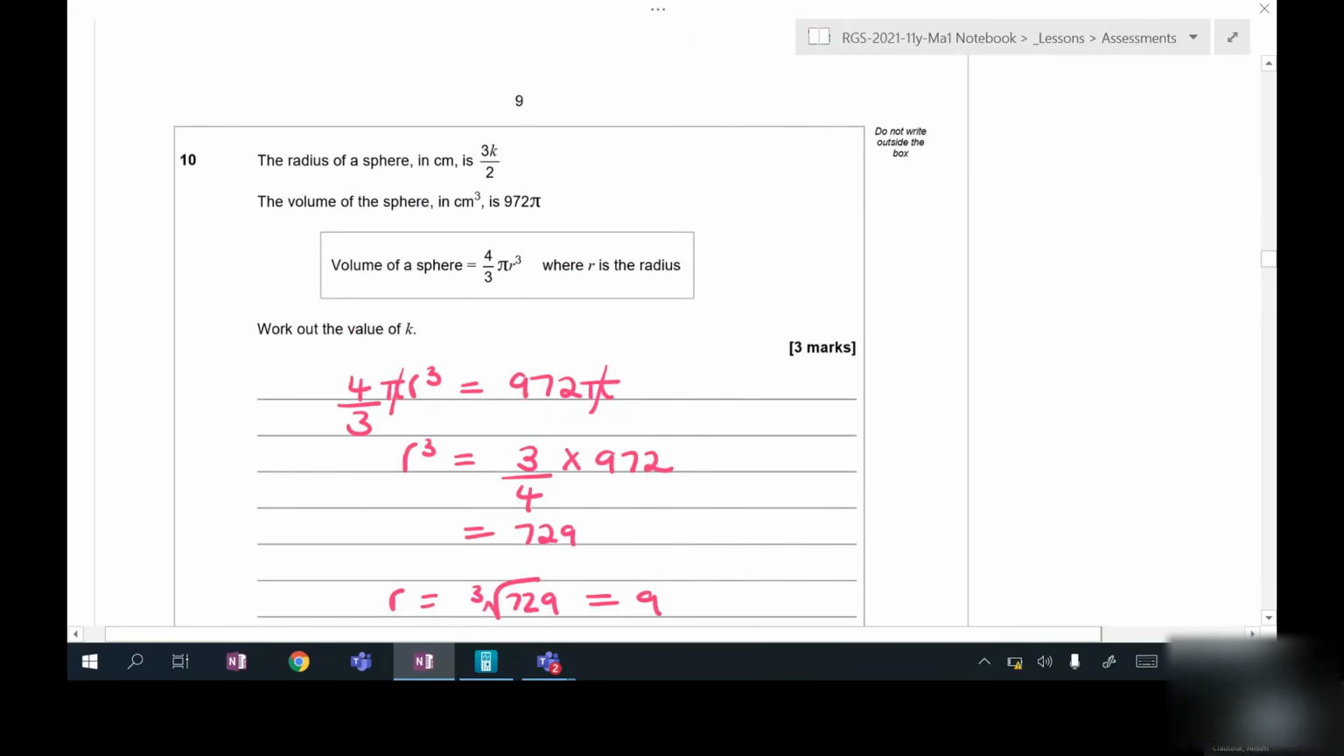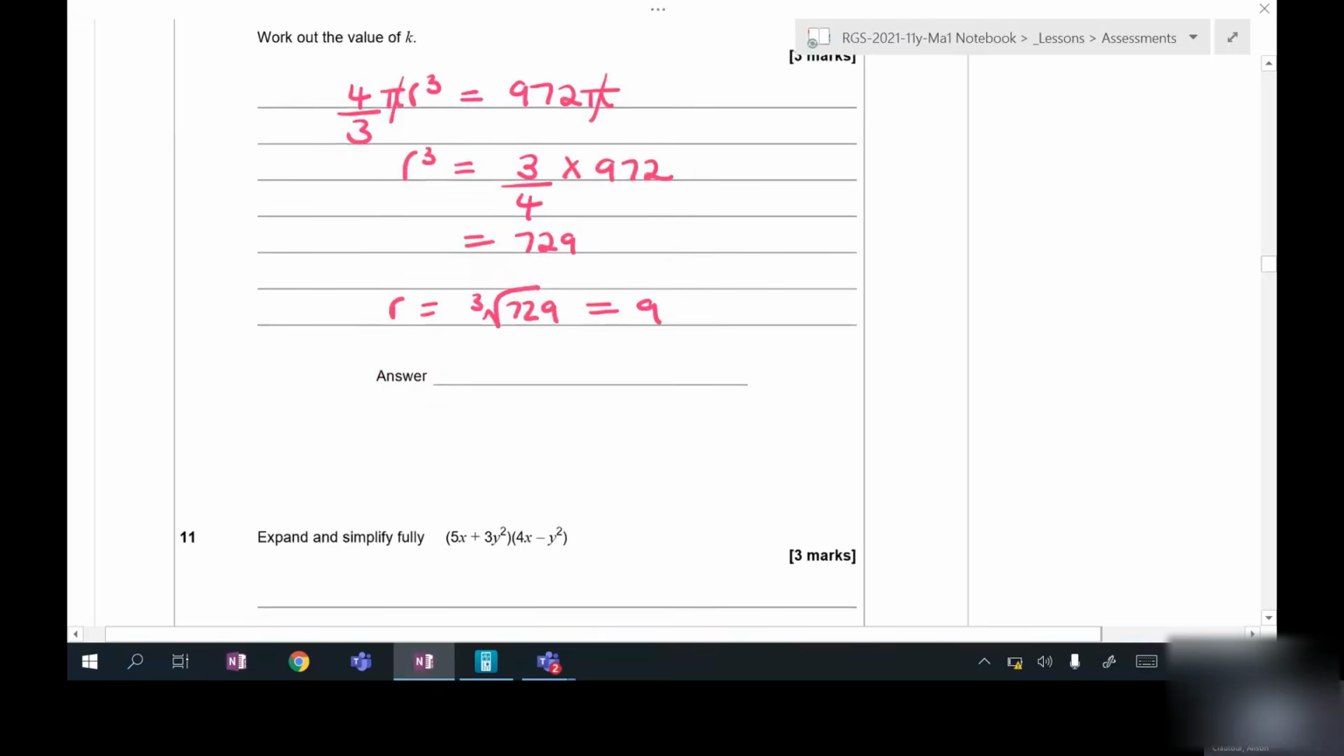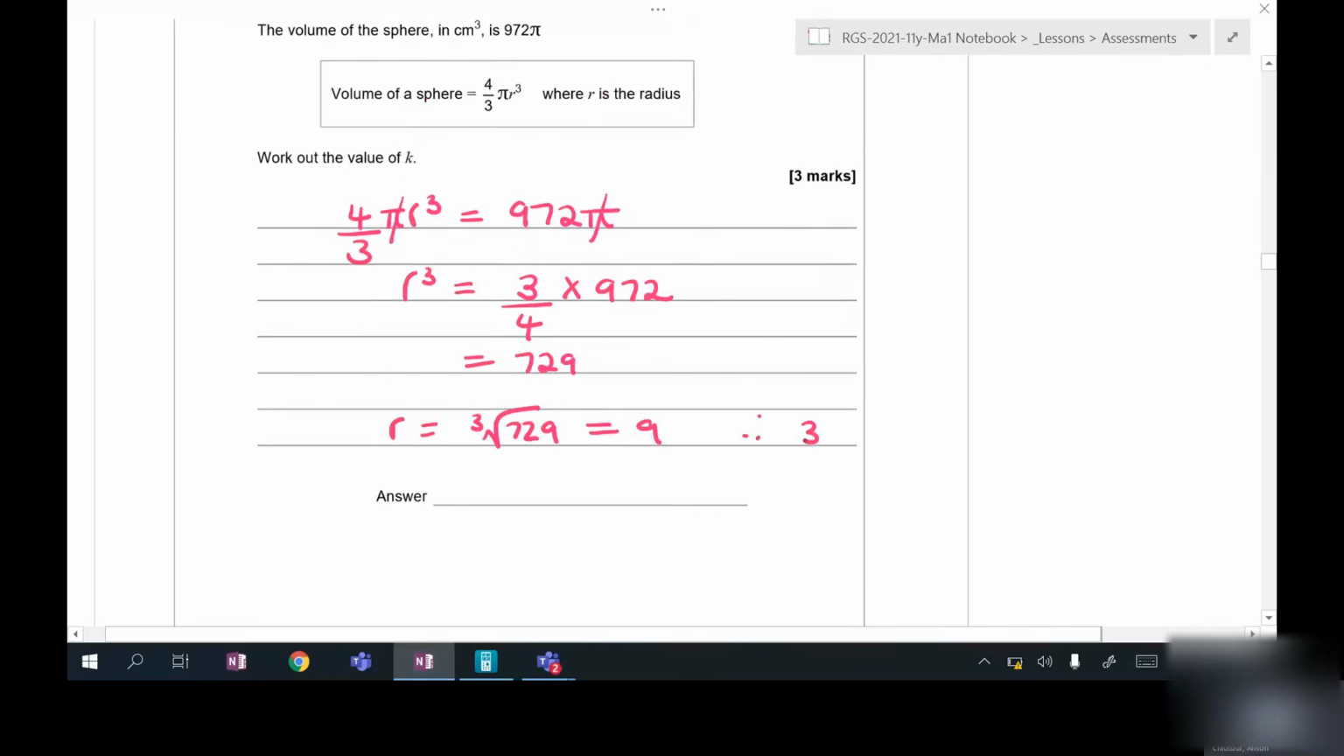And they put it as 3 over 2k. So therefore, your 3 over 2k is equal to 9. So if you divide by 3 over 2, that gives you a value of k is 6.